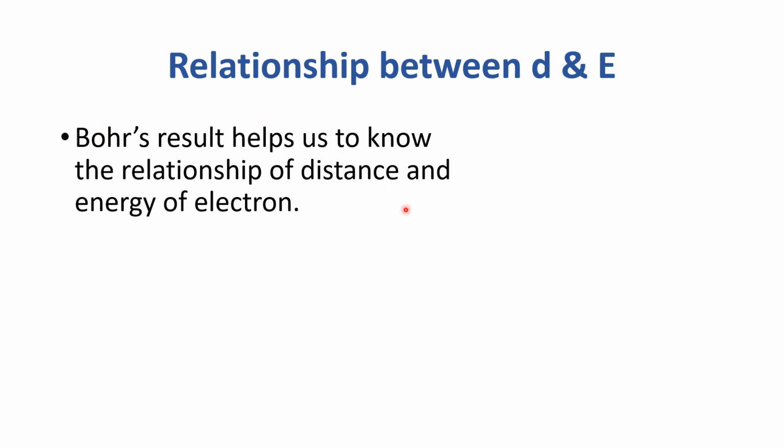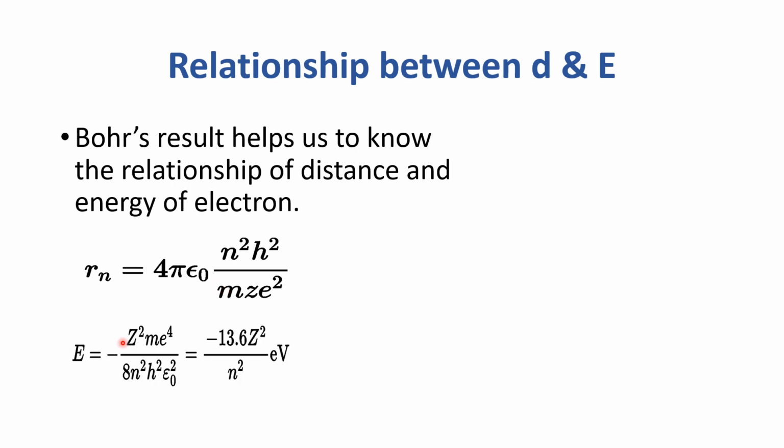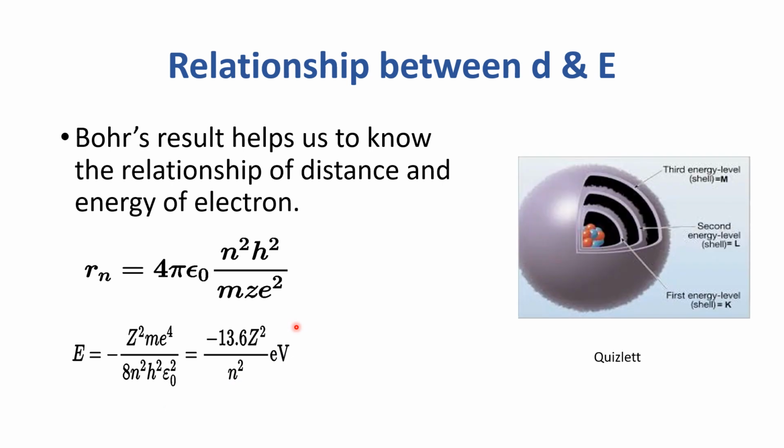Let's see how the principal quantum number tells about the distance and energy of an electron revolving in an orbit. Bohr's results help us to know the relationship of distance and energy of the electron. r_n equals 4π ε₀ n² h² over m Z e². So greater the value of the principal quantum number, greater would be the distance. E equals minus Z² m e⁴ over 8 n² h² ε₀². So n and E are inversely proportional to each other.